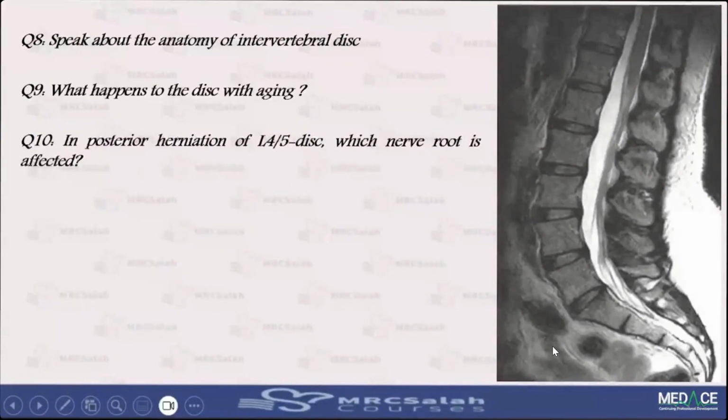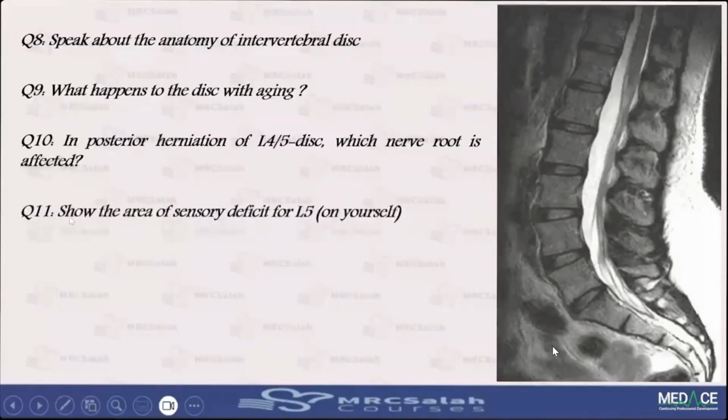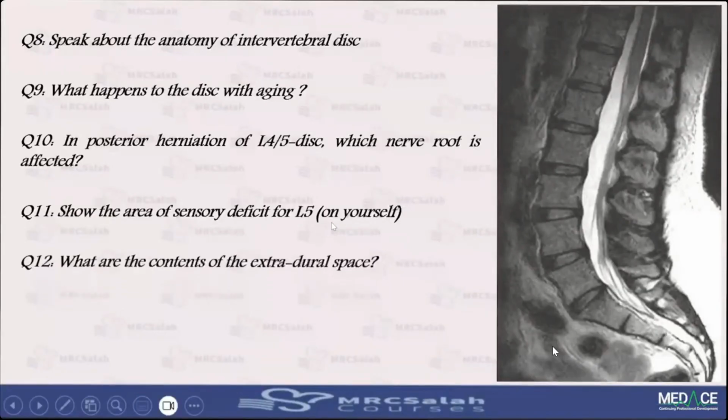In posterior herniation of the L4-5 disc, which nerve root is affected? Yes, for sure. Regarding L4 and L5, the nerves will emerge below the vertebrae. So in this case, it's the L4 spinal nerve root. Would you say it again, please? L4, which nerve root? It's L5. So would you show the area of sensory deficit for L5, please? The L5 is the dorsum of the foot. Yes. It's supplied by the L5.